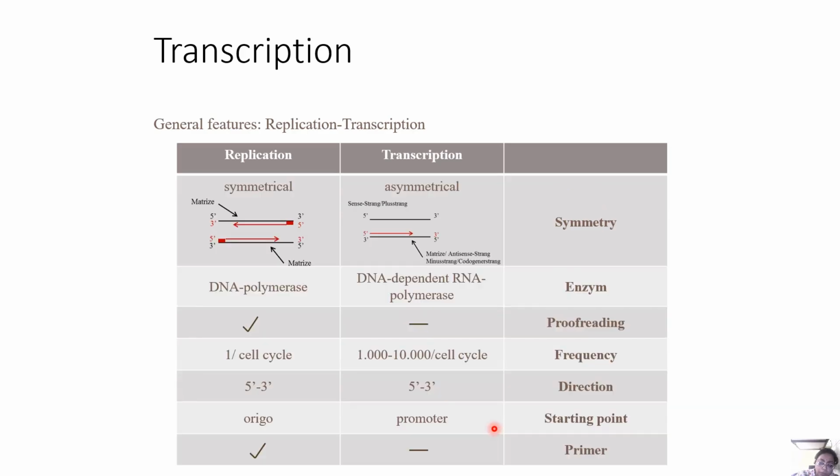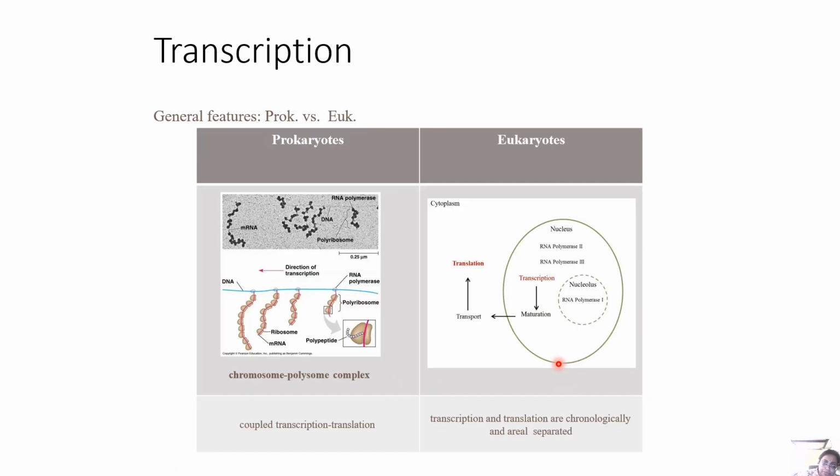Okay, we have talked about replication, transcription, and all of that. It is symmetrical. What are the general features? DNA polymerase, gene-independent RNA polymerase. There is proofreading for replication but none for transcription. Okay, 5' to 3' direction, and all of that.